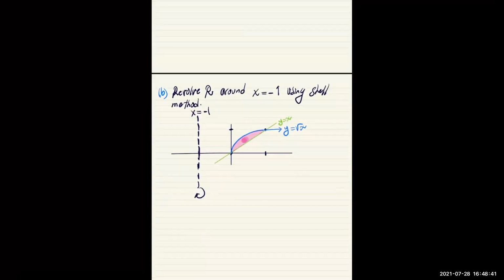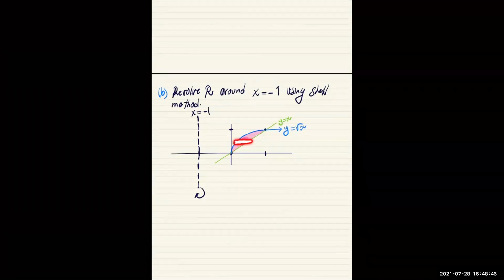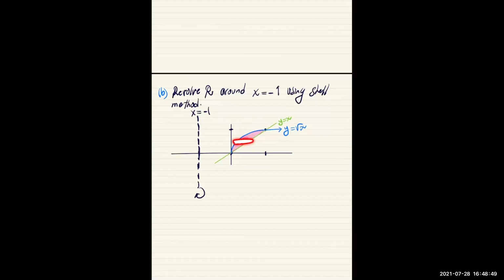But again, if I wanted to do washer method, I would have to take a horizontal strip, let that go around, that creates a washer like that. But again, this is a dy, so you would have to solve these for x. Okay, but using shell method, again, take a vertical strip like that. Why do we take a vertical strip? Because of the dx. It's just convenient.